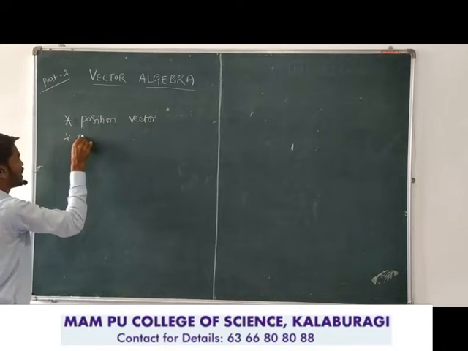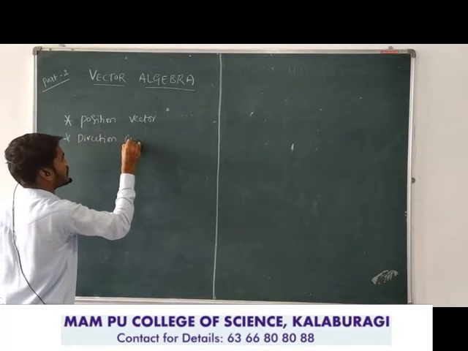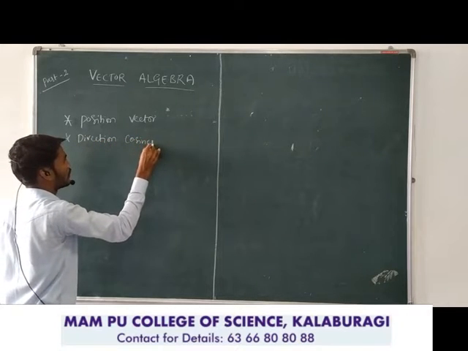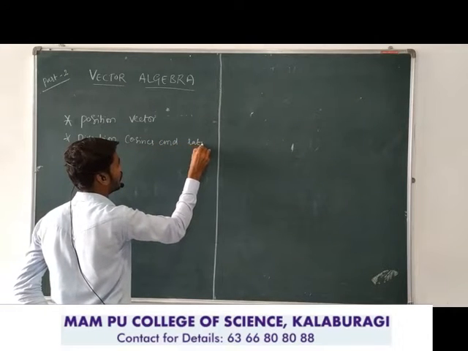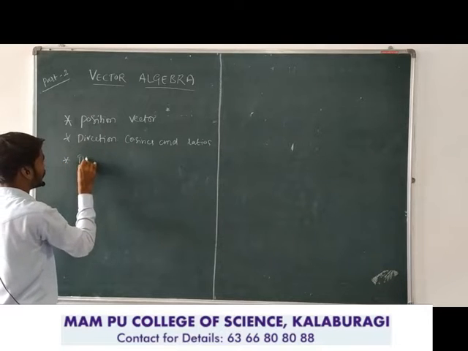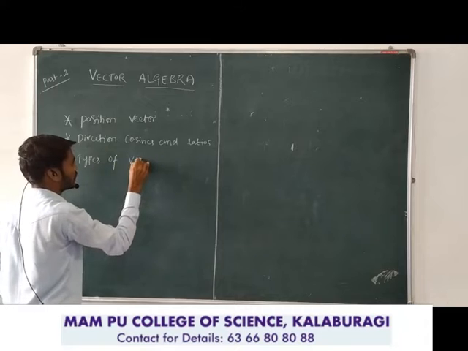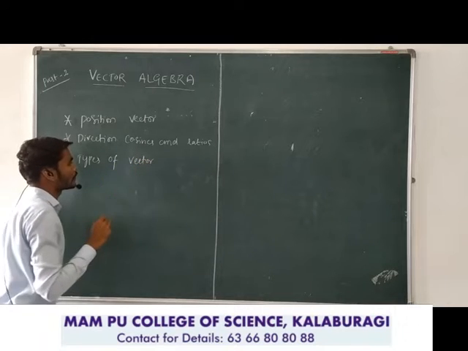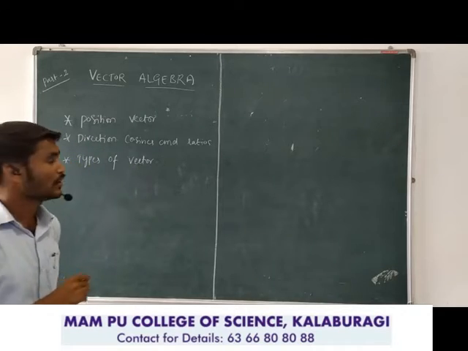Second one is direction cosines and ratios. Third one is types of vectors. First of all, we will discuss the position vector.